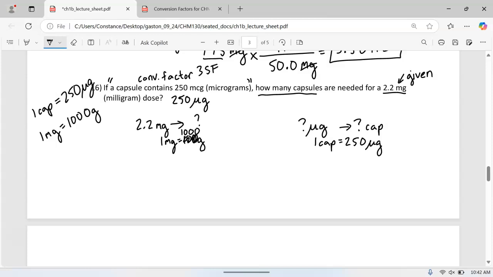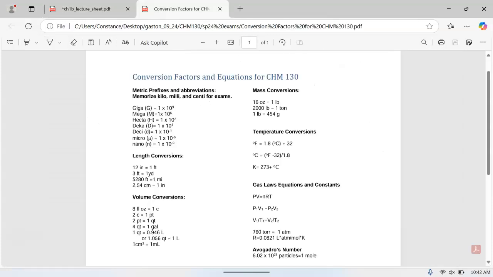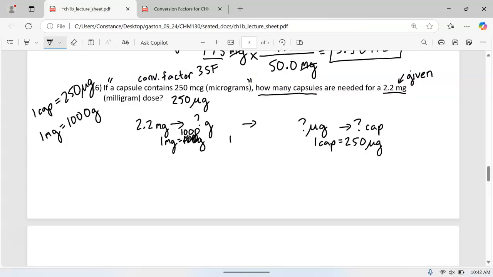Okay, so that's going to get me from milligrams to grams, but that still doesn't get me to the microgram. So I'm going to need another conversion factor that gets me from the gram to the microgram. And if I go to my conversion factor sheet, I can see that 1 micro is equal to 1 times 10 to the negative 6th of the base, which is a gram. So 1 microgram equals 1 times 10 to the negative 6th grams. Okay, so this is what we would call a 3-step unit conversion.